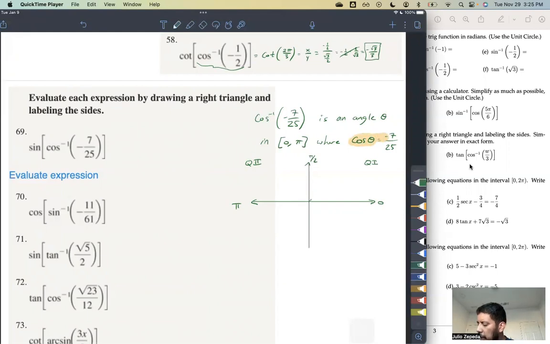It wouldn't be in quadrant 1, because remember that cosine is adjacent divided by hypotenuse. In quadrant 1, the adjacent is positive, but in quadrant 2, the adjacent side would be negative. This would be negative 7. The hypotenuse would be 25. And here we can have a cosine of negative 7 over 25. That's not possible in the first quadrant because both of those values would be positive. So the angle that we're looking at is this angle here, this angle theta.